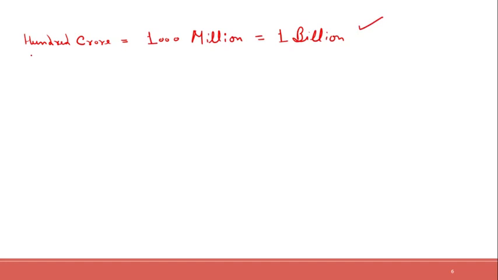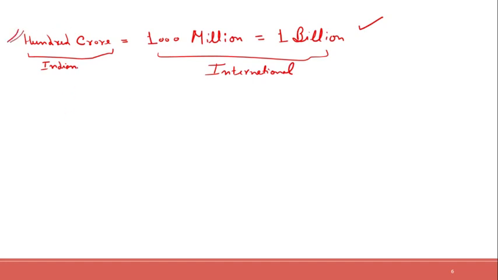Just remember one thing, this is according to the Indian system of numeration, and these are according to the international system of numeration. Okay, but only the names are changed. The value of 100 crore or 1 million, 1000 million or 1 billion will be this. This is the value of 100 crore, thousand million, or 1 billion.